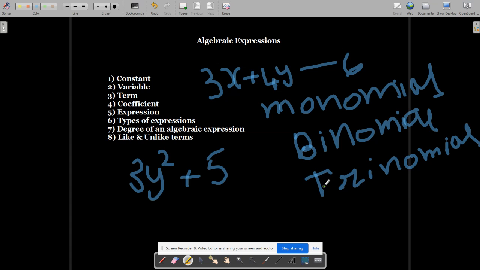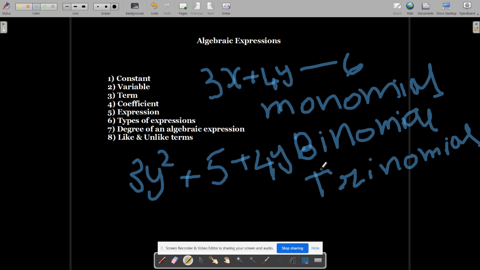What is a trinomial? If an expression consists of three terms, for example, 3y square plus 5 plus 4y. Here 3y square is one term, 5 is one term, 4y is another term. So, if an expression consists of three terms, then it is called a trinomial.